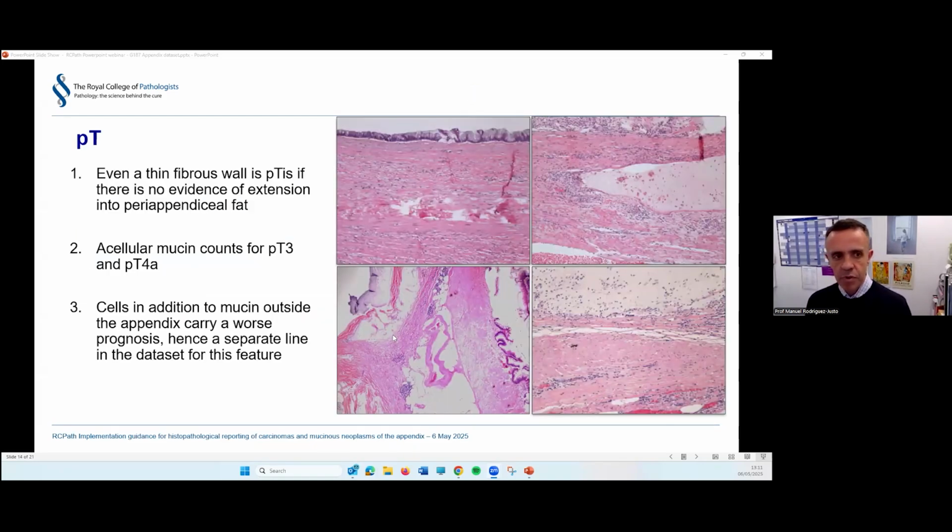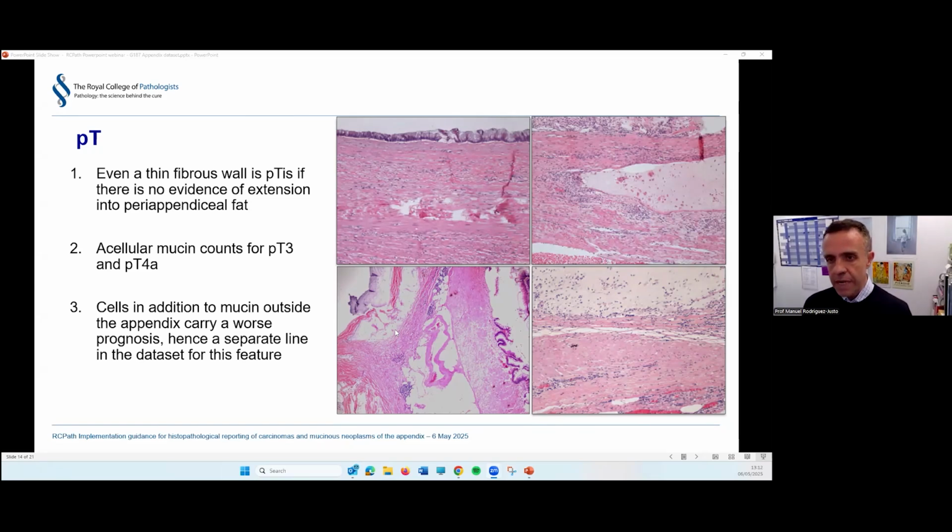And these are just a few examples. So just remember, if you have acellular mucin that's going into the subserosa or is breaching the serosa, even if this is low grade, it's pT3 or pT4. But again, just remember, if this is only a little bit of mucin in the muscularis mucosa, in the muscularis propria, or in the submucosa, it still is a pTis. And this is a typical example here in the bottom left, where you have a clear LAMN and you have extracellular mucin, and this is going into the subserosa or the serosa. So this is going to be a pT3 or pT4.